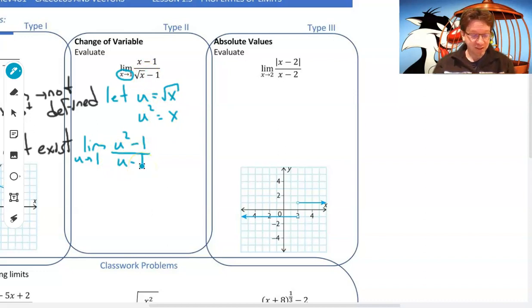In fact, from here we can apply that factoring method, because you might see on the numerator, I can write 1 as 1 squared if you like. Doesn't change it. That's a difference of squares. So I can write this as the limit as u approaches 1 of u plus 1 and u minus 1, all over u minus 1.